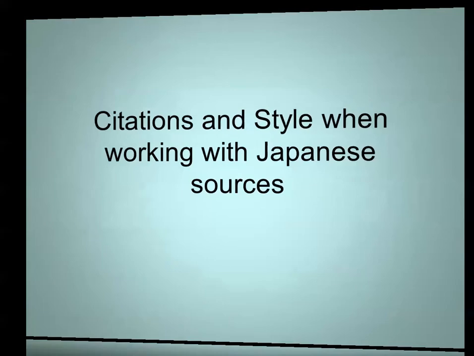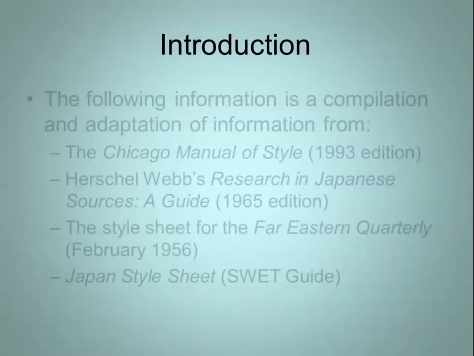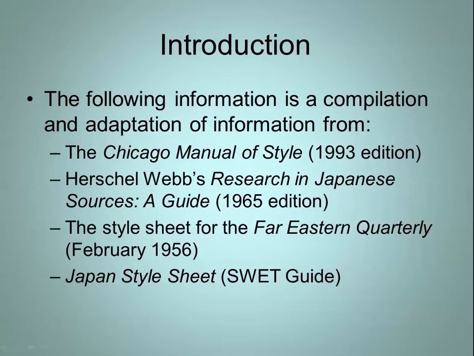And as a full disclaimer, I'll say that the information that I'm providing here for you is a mashup of stuff from the Chicago Manual of Style, from an old edition, the 1993 edition, from Webb's Research in Japanese Sources, which is your textbook, and that dates to 1965. The style sheet for the Far Eastern Quarterly, which dates to February 1956, and the Sweat Guide, which is much more recent. So as time has progressed, some of these rules have morphed in one direction or another.